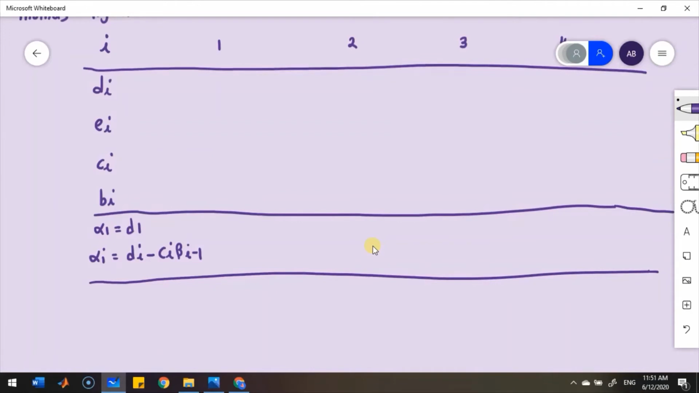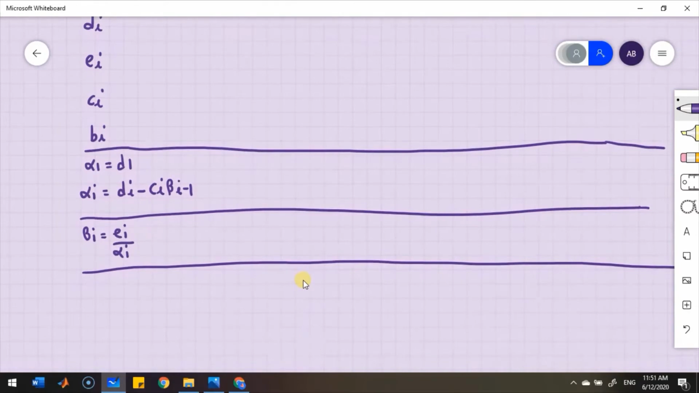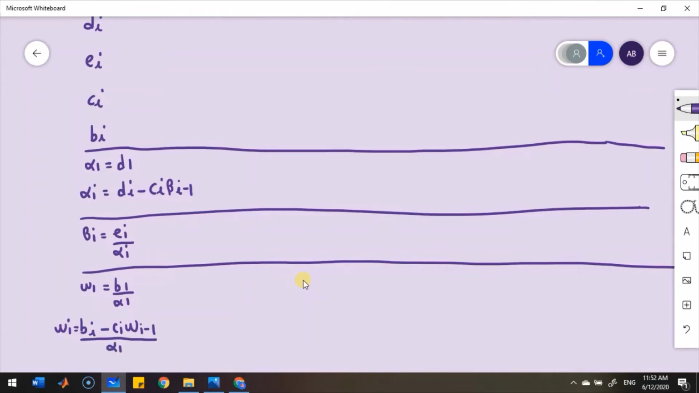We have beta I equals to EI over alpha I, another line, and then we have W1 equals to B1 over alpha 1, where WI equals to BI minus CIWI minus 1 over alpha I.